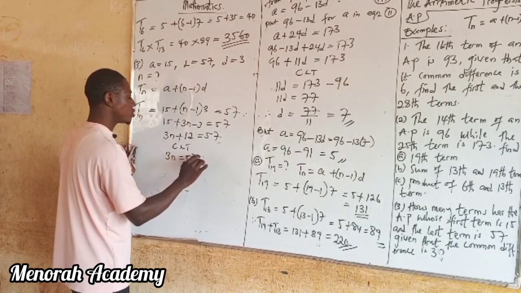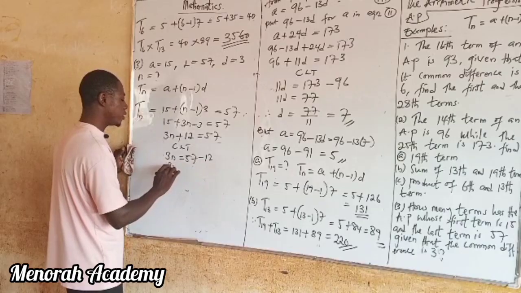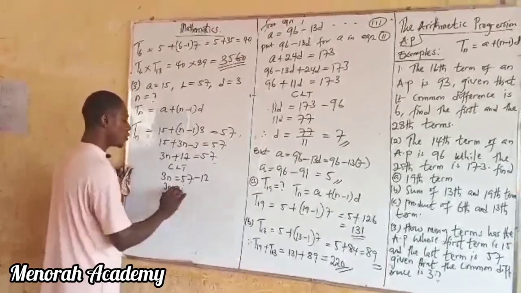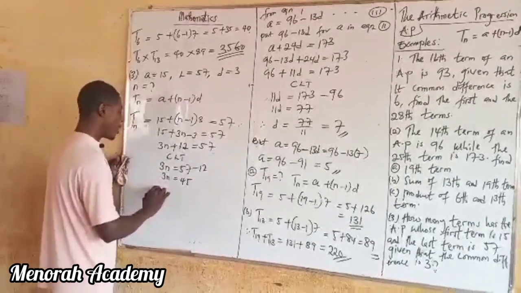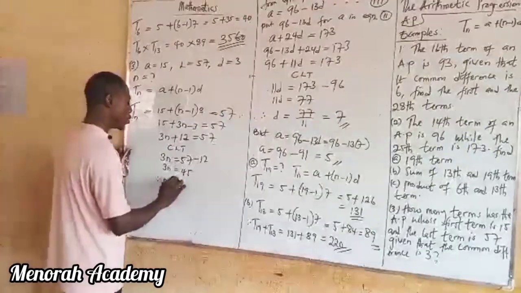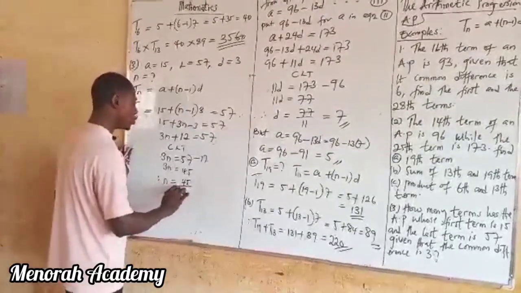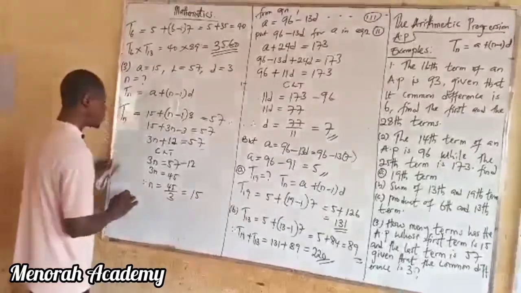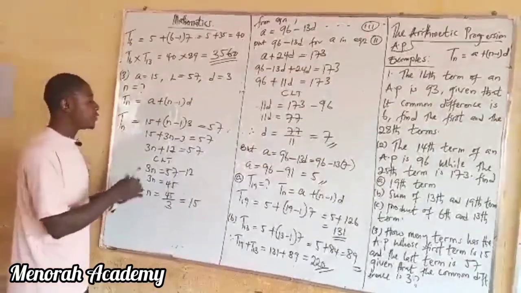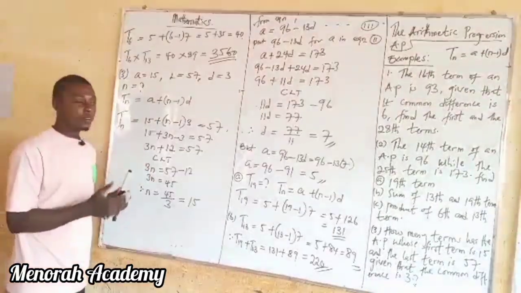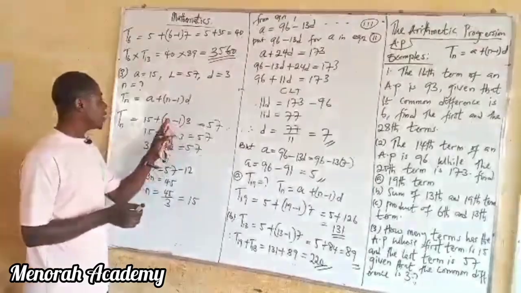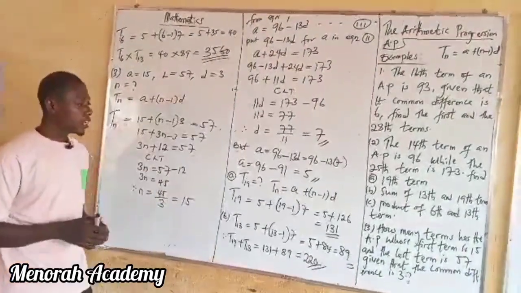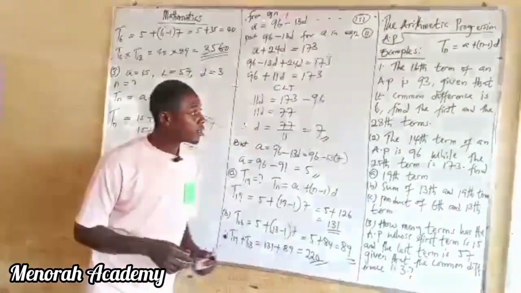57 minus 12. So 3n is going to be equal to what? 45. So therefore, our n, which is the last term, is going to be 45 over 3, which is equal to 15. So therefore, this sequence has 15 terms, and its last term is 57. So that is question number 3.